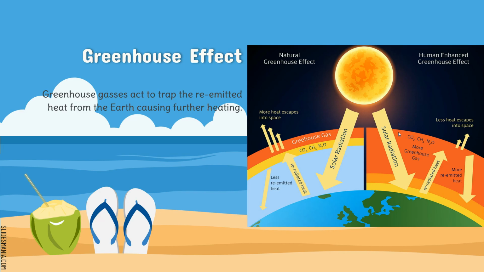Now, as we add more and more greenhouse gases, the solar radiation amount is the same and the re-emitted heat is the same, but what changes is the amount of re-emitted heat that reflects back to the Earth because of the greenhouse gases. So there's more heat being reflected back to the Earth, causing more heating of the planet, and of course less heat escaping out into space.